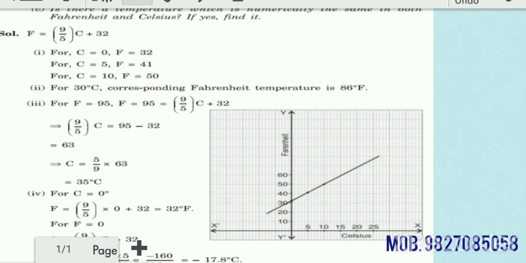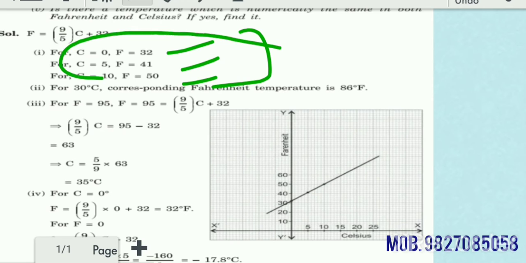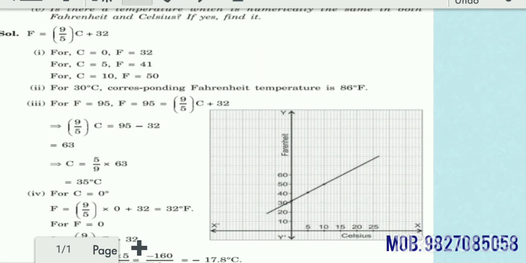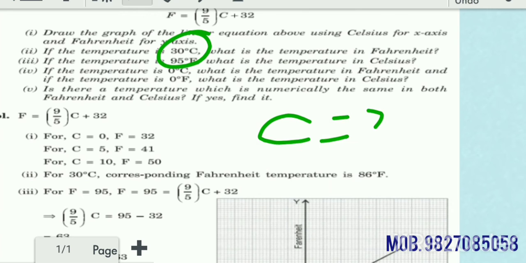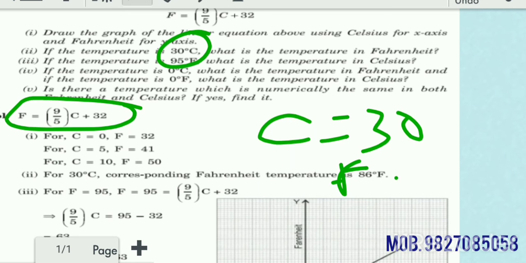We are putting the value of C is equal to 0, so we get F is equal to 32. When C is equal to 5, then F is equal to 41, C is equal to 10, then F is equal to 50. Okay. Now draw the graph for the given points. Now question number 2 is, if the temperature is 30 degrees Celsius, meaning C is equal to 30 degrees, put this in the equation and get F. What is the value of F?